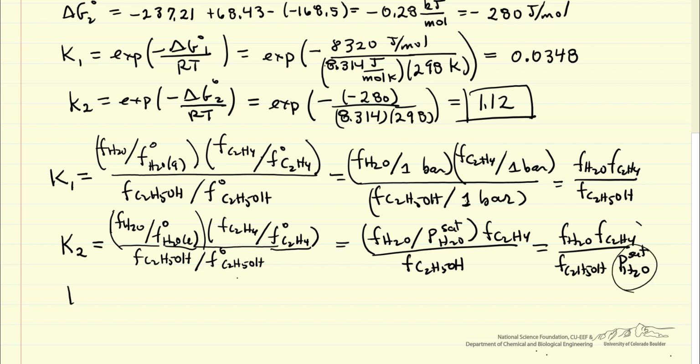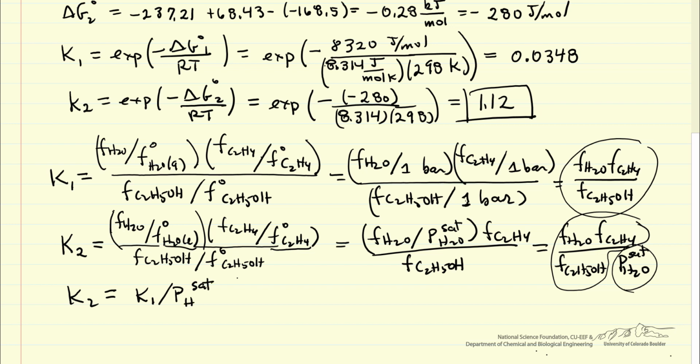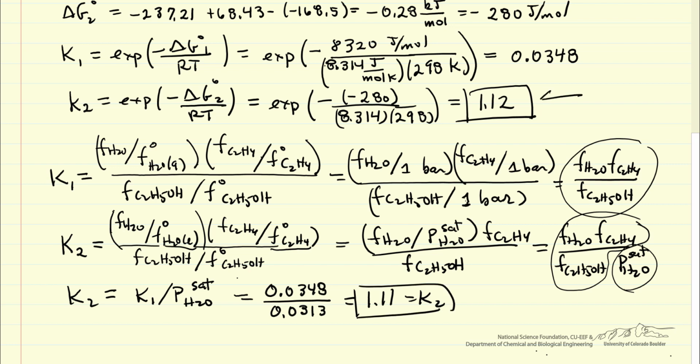So we look at this equation, K2. This term is just this term, which is K1. So K1 divided by the saturation pressure of water is going to be equal to K2. Let's see if that indeed is the case. We calculated K1 as 0.0348. From the steam tables, the saturation pressure in units of bar, so this ratio 1.11, that's K2. Indeed, that's the same value of K2 we calculated up here from the delta G value.